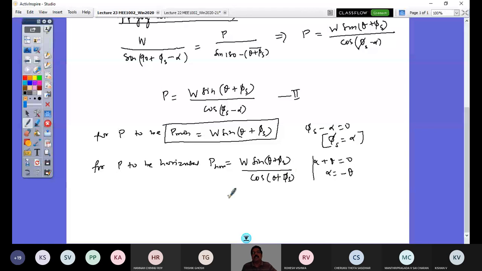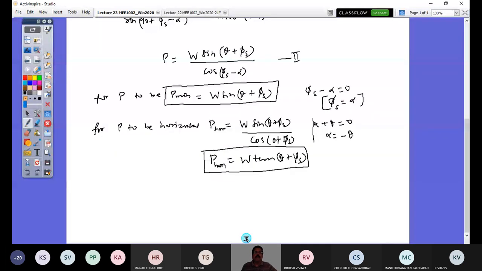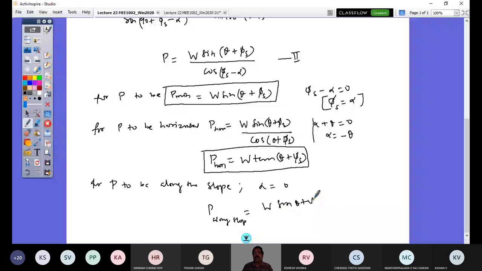So sine by cos it's tan, so W tan(theta plus phi s) is the value of force P in case the applied force P is horizontal. And as usual, for the third case, like in the previous problem we have seen, for P to be along the slope, the condition is alpha should be 0. So if alpha is 0, then P along the slope is equal to W sine(theta plus phi s) by cos phi, since alpha being 0 means it's only cos phi. So this is my third expression. Like this you can have the expressions derived.